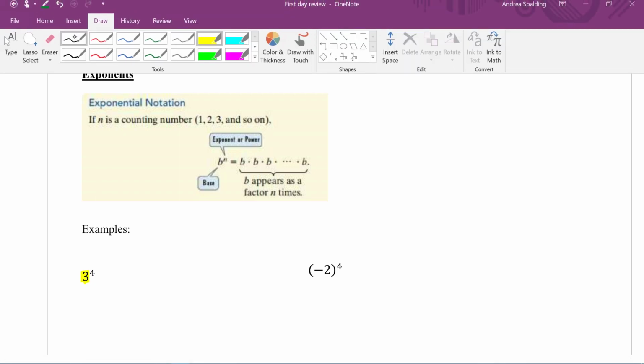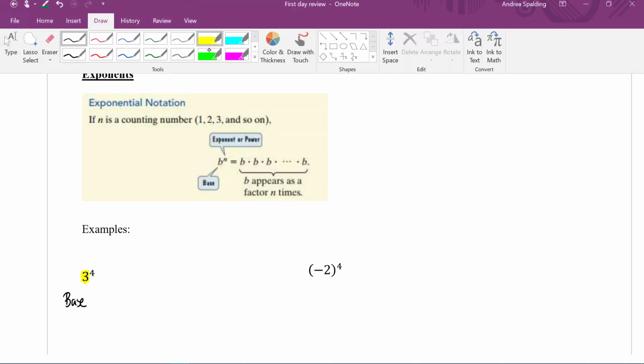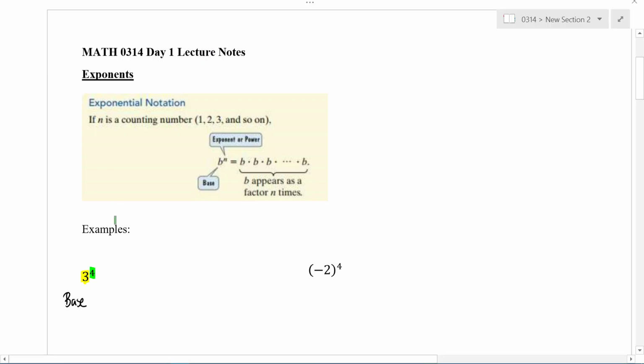3 is what we would call the base, and the exponent is the 4. That's that small number in the upper right. So the question is, what is that small number in the upper right, called the exponent? What is that telling us to do?